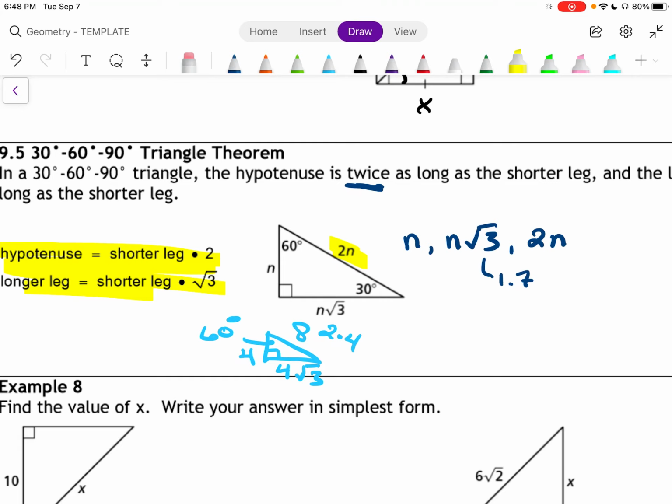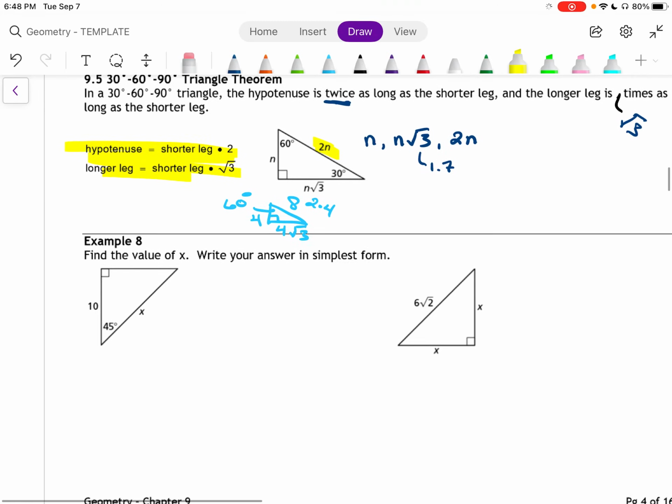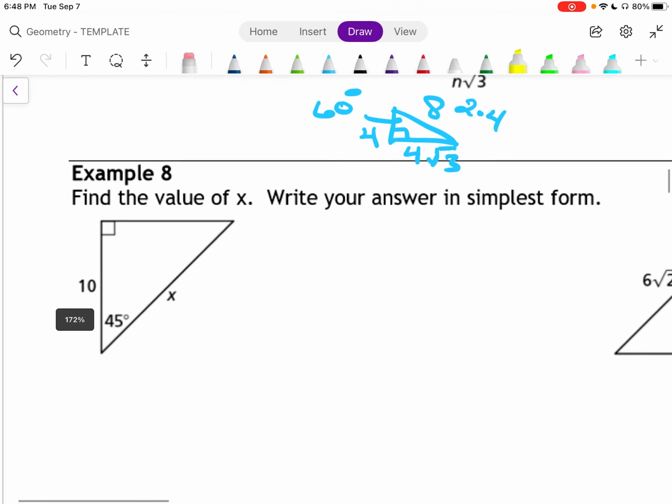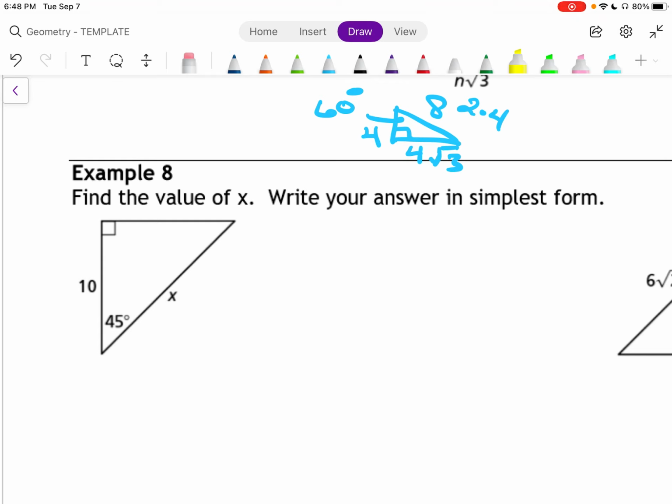All right, so let's look down here. Number 8, find the value of x. Write your answer in simplest form. So we have a 90-degree angle, and then we have a 45-degree angle.